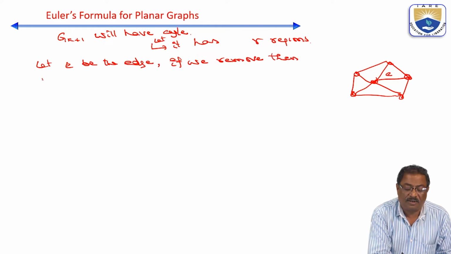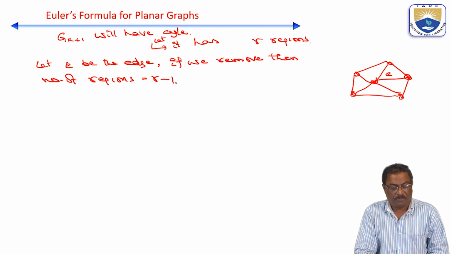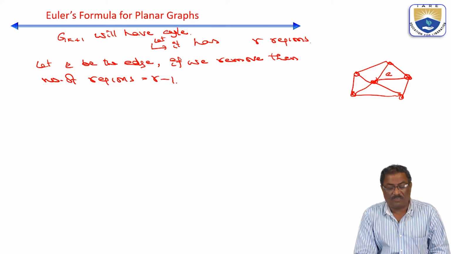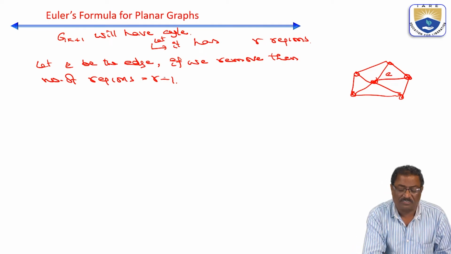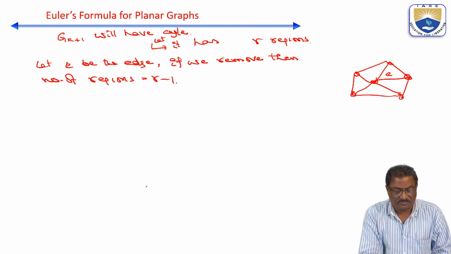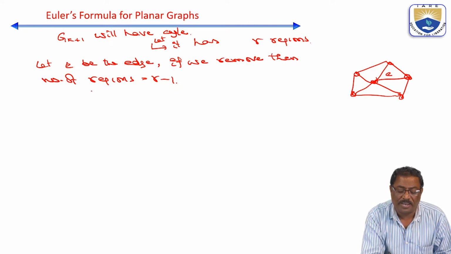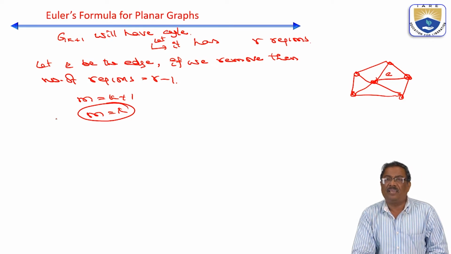the number of regions is r minus 1. Number of regions is r minus 1. So we are assuming the number of edges after removal of e. If I remove one edge, how many edges does it have? It had k plus 1 edges. So if I remove one edge, then how many edges does it have? K edges. It has k edges.